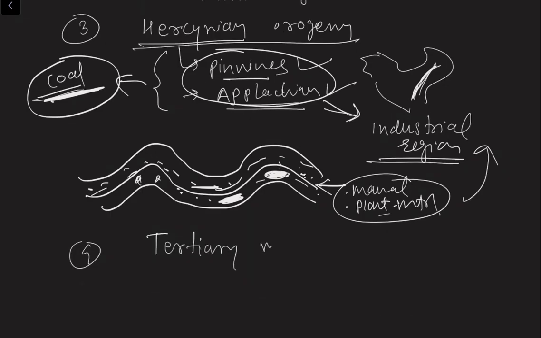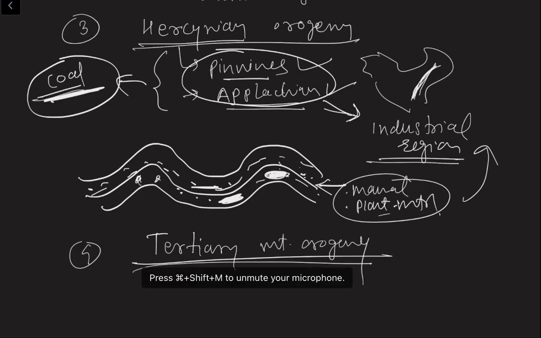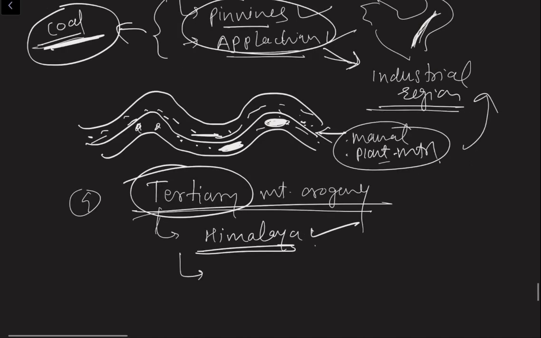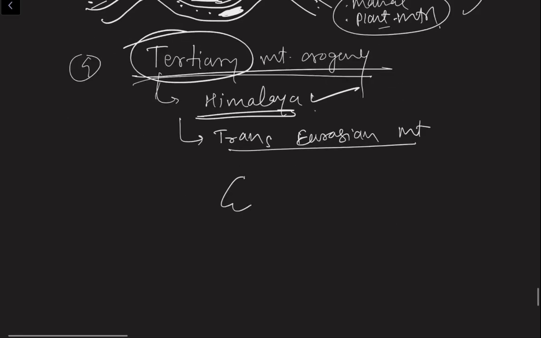Tertiary mountain orogeny. Okay, in tertiary mountain orogeny system, which mountains are formed? Himalayas. We have talked yesterday, right? In tertiary period is a tertiary mountain orogeny. So Himalayas were formed, and along with Himalayas, these were the mountain chains we call Trans-Eurasian mountains. Trans-Eurasian mountains. So what are Trans-Eurasian mountains?